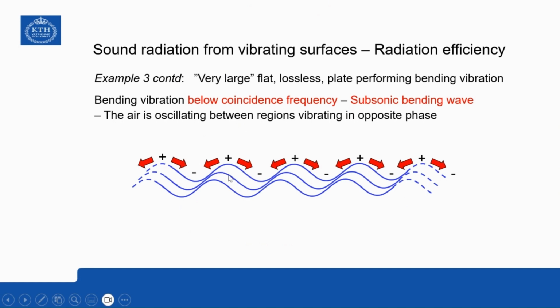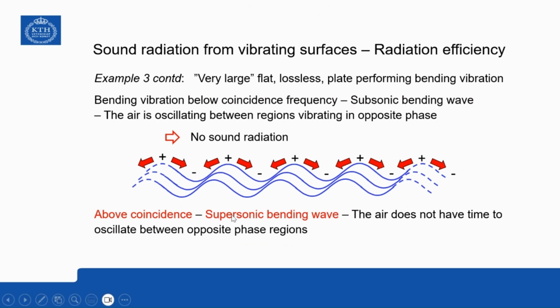So when the air is pushed up in this region, for instance, then it has time to move to the opposite phase regions in the neighborhood of this positive phase region. Since the bending waves move so much slower than the speed of sound, the air has time to move to the opposite phase regions, and there will be no radiation of sound to the far field in the air surrounding the plate. So no sound radiation in this case.